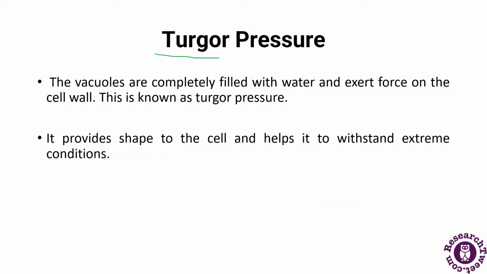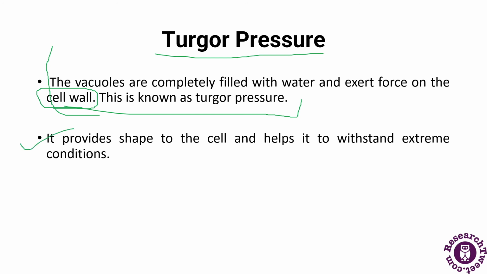Next we talk about is turgor pressure. So what is turgor pressure? When a vacuole is completely filled with water and it exerts a force on the cell wall, this is known as the turgor pressure. It happens in the case of plants. That's why it is known as the turgor pressure, because the vacuoles are filled with water and they exert a force on the cell wall. So the cell wall is always present in plants.